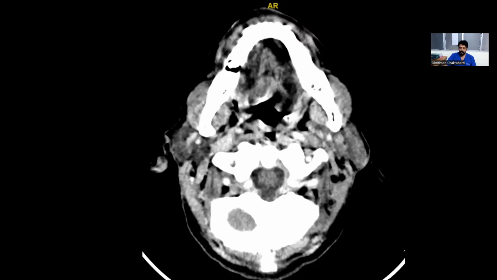So, making any diagnosis regarding the posterior fossa is not really possible using a CT scan.